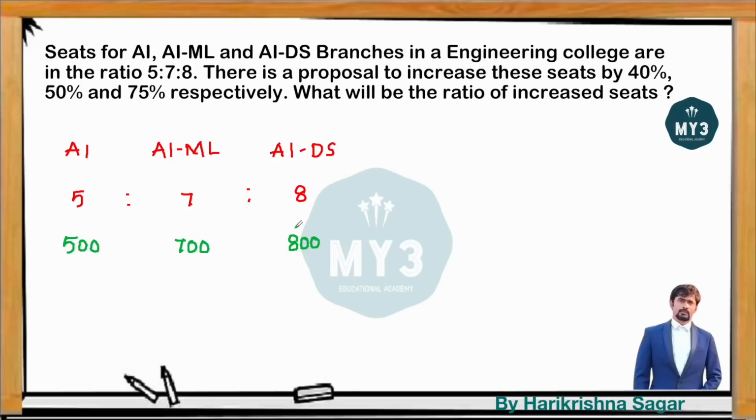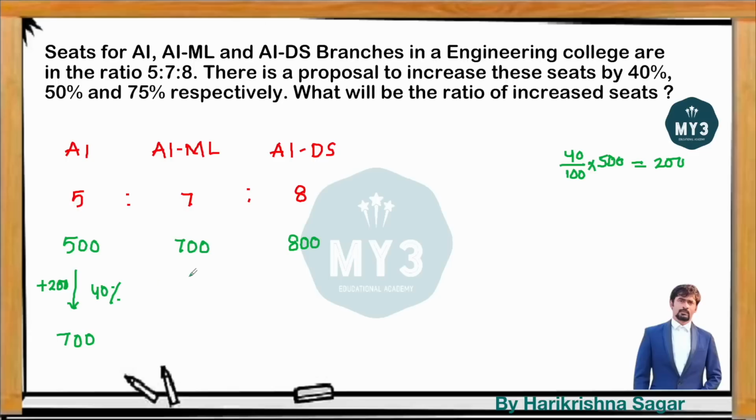And as per the data, the proposal to increase the number of seats by 40% in the first section. If this 500 is increased by 40%, what is 40% of 500? 40% of 500 means 40 by 100 into 500. It is giving a result which is equal to 200. That means there is a 200 increase in the strength of A. That means 500 will become 700 here.